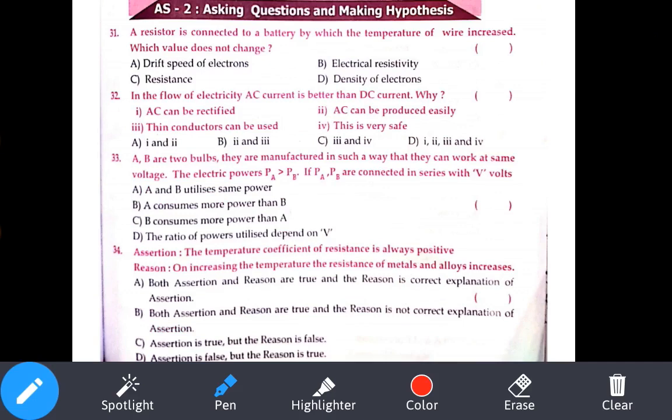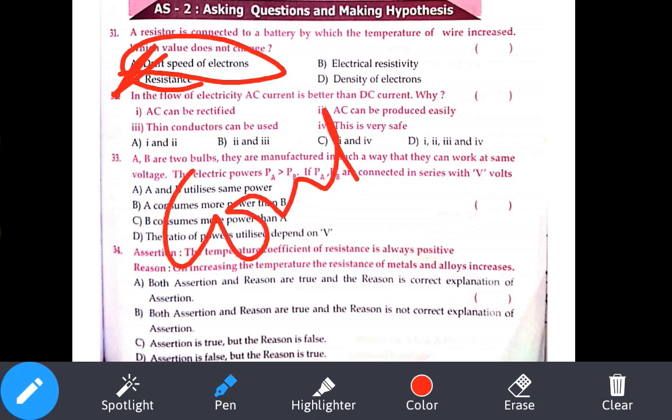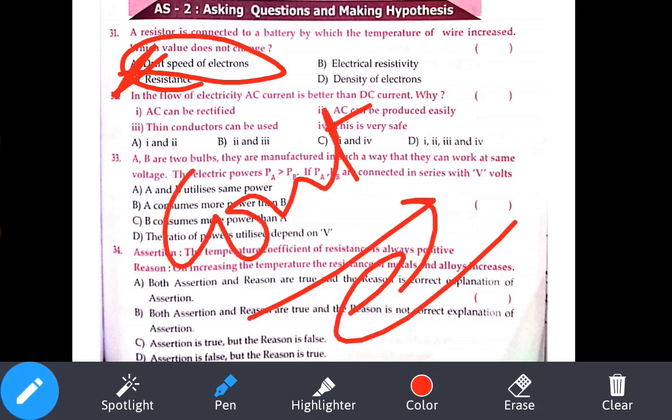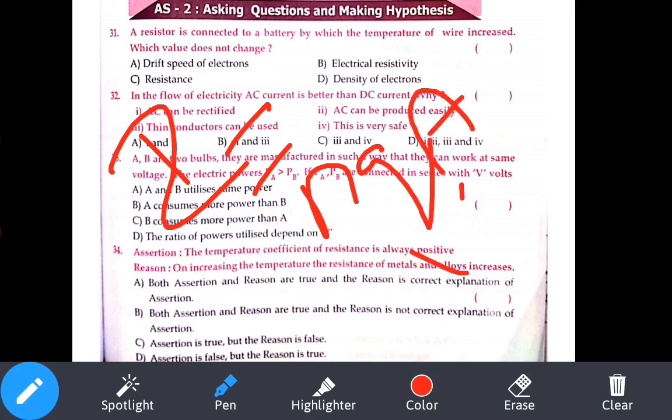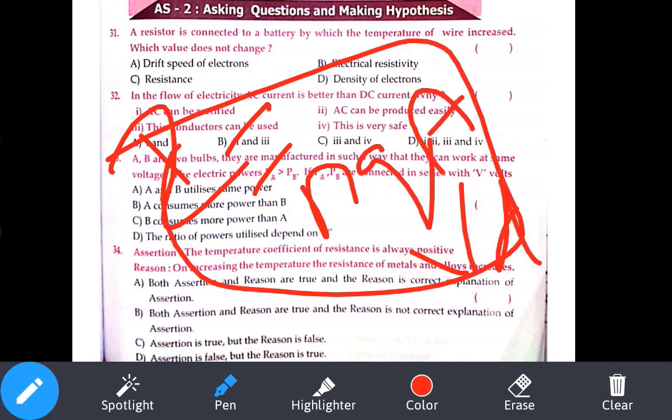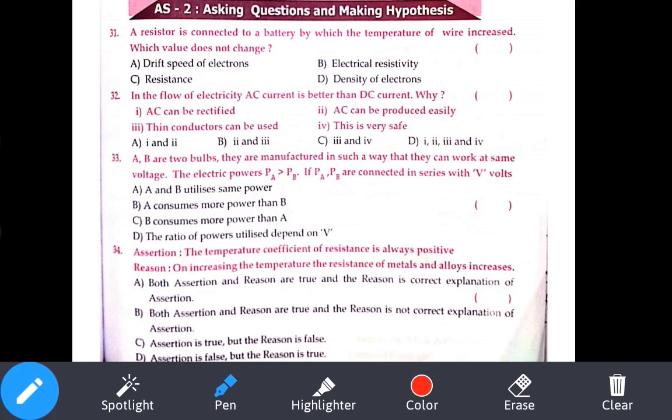A resistor is connected to a battery, by which temperature is increased. What will happen? Which will not change, they are asking. First, they have given drift speed of the conductor, that is itself correct. Drift speed means the constant speed with which the electron moves through the conductor. That is called drift speed, so that will not change. Now, what is the relation between drift speed and current? I is equal to nqAvd. I is equal to nqAvd. n is the number, q is the charge, number of charges in an area of cross section, and vd is the drift speed.